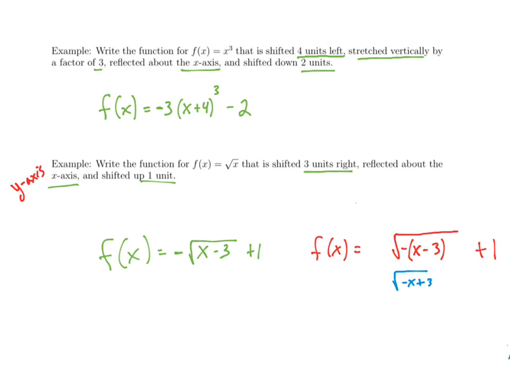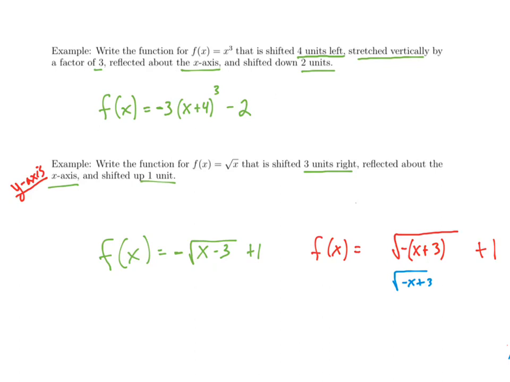Now that doesn't look like we're shifting any longer to the right 3 units. So what we actually need to do is make this a positive 3. So we end up with that. So that's what we would have to represent this simple change of reflecting about the y-axis.